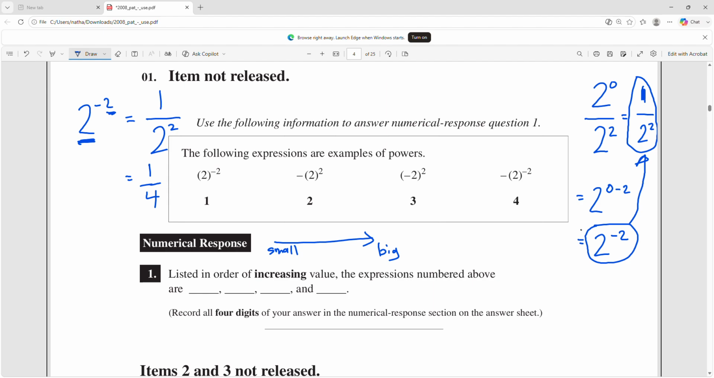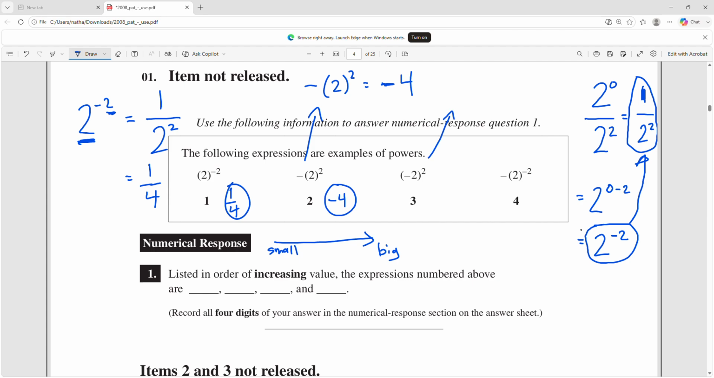I think there's another one here, so we'll practice that again. Our first one, number 1, we figured out is equal to 1/4. Next we have negative 2 squared. My negative is on the outside of the brackets, so we're just squaring the 2 and leaving that negative sign alone. 2 squared is 4, so for number 2, the value is negative 4.